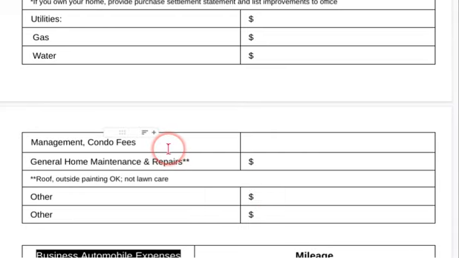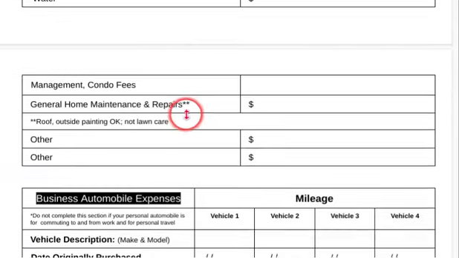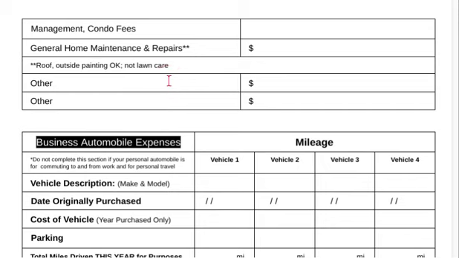Any management, condo fees, home association fees, general home maintenance fees, repairs, roof, outside painting, okay, not lawn care. So you're not going to put lawn care here. So anything else like a roof, outside painting, drywall, carpet, stuff like that. And just make sure you're super descriptive of what it is and when you got it done, how much you paid.